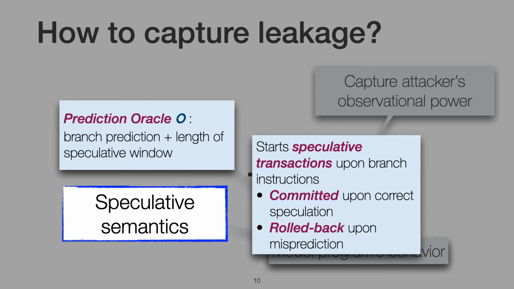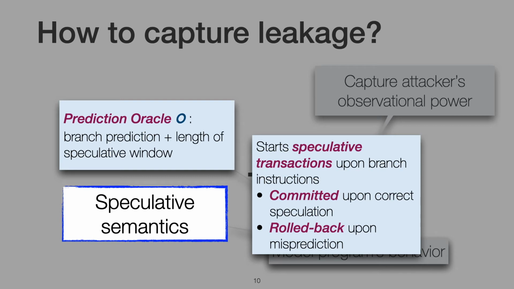The semantics works as follows. Whenever we execute a branch instruction, the semantics queries the oracle, which produces the prediction and the corresponding speculative window. That is, the number of steps that we should execute speculatively. Then, the semantics starts a so-called speculative transaction. When the speculative window reaches 0, the semantics checks the prediction.